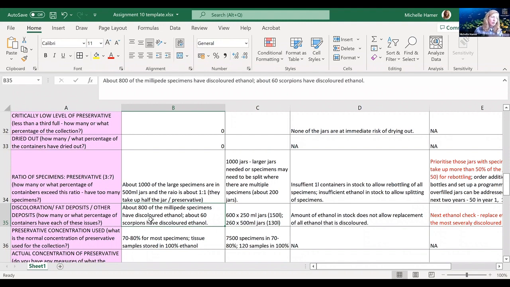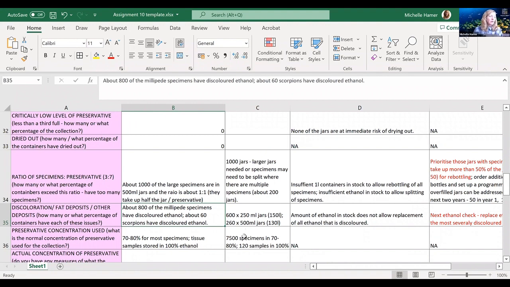So look at if you see anything that's really discolored and how many are like that, or has like thick crystals or other like fat. You can see fat globules in there. How many are like that? And is there any challenge to fixing it?